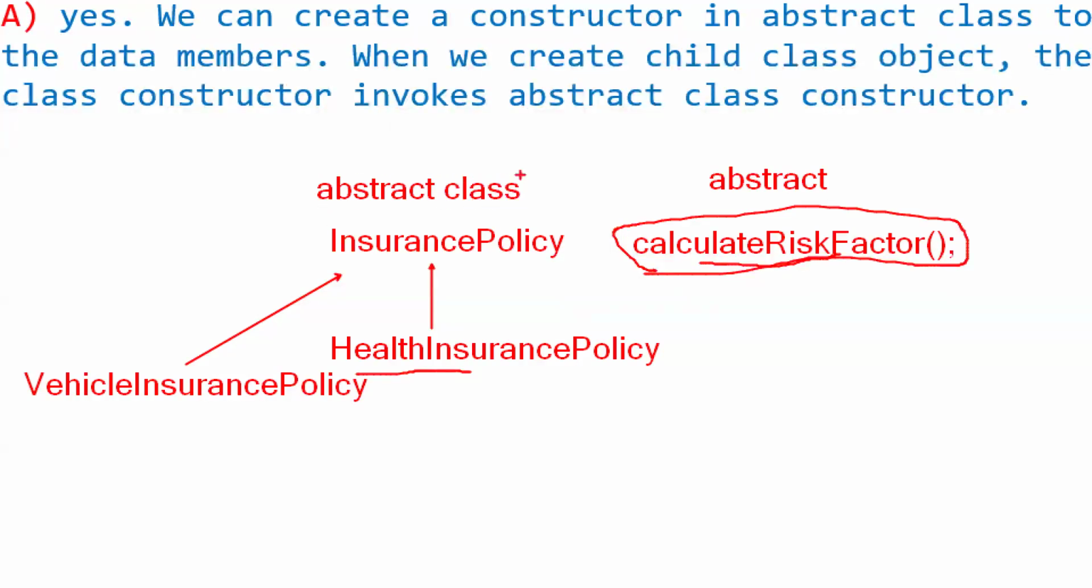Tell me, my base class name is what? Parent class or base class, any word. Who is my base class? Insurance policy, which is which class? Abstract class. Abstract class. It has an abstract method called calculate risk factor. Very good, very good.